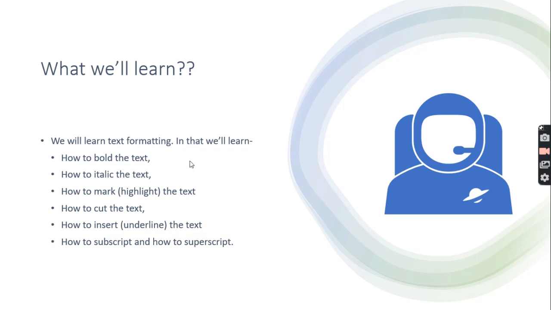In text formatting, we will learn how to bold the text, how to italic a text, how to mark, means how to highlight a text, how to cut a text. It doesn't mean cutting the text and pasting somewhere else. It means putting a cut mark on the text. Then how to insert, means how to underline the text, and how to subscript and how to superscript the text. So let's start with how to bold the text.